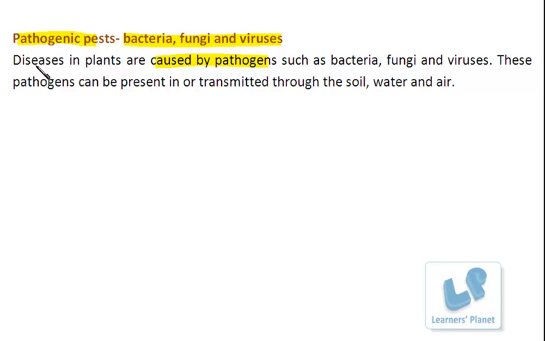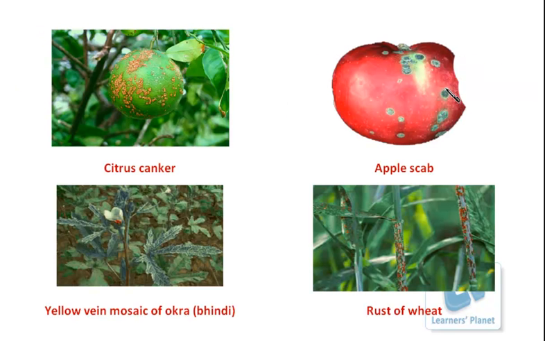And definitely they are transmitted from one plant to another, or they are transmitted to the plants in different ways, and those ways could be like the soil, water, air, or through some insects and so on. I will show you some pictures so that it will be clear what type of diseases are taking place in the plants due to such organisms. See, here are some pictures.